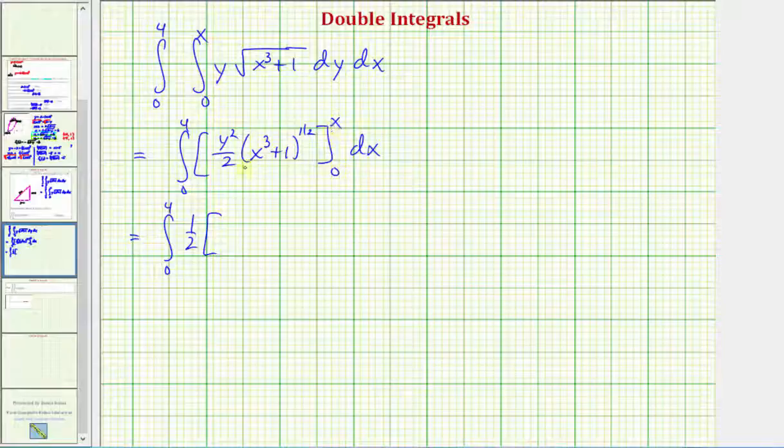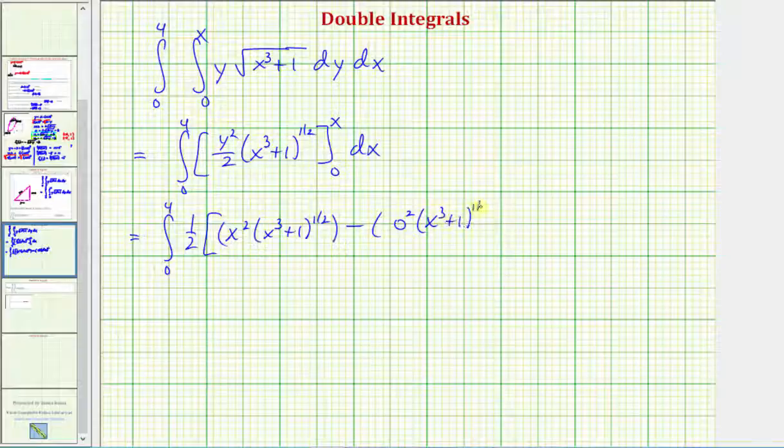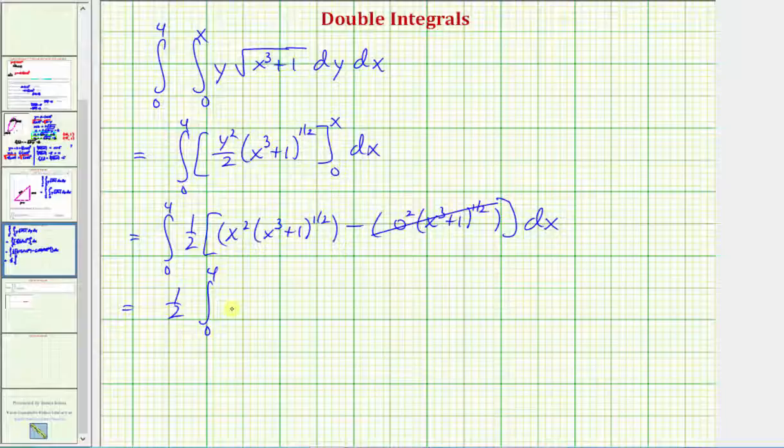So when y is equal to x, we'd have x squared times the quantity x to the third plus 1 to the 1/2 minus, when y is 0, we'd have 0 squared times the quantity x to the third plus 1 to the 1/2. So of course this is going to be 0. So we have 1/2 times the integral from 0 to 4 of x squared times the quantity x to the third plus 1 to the 1/2 dx.